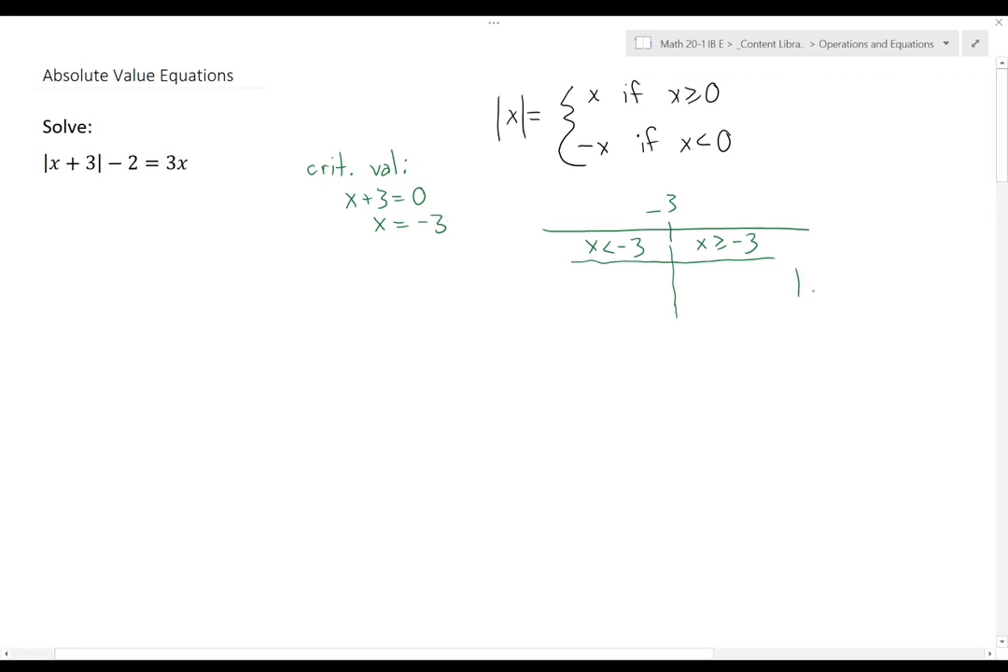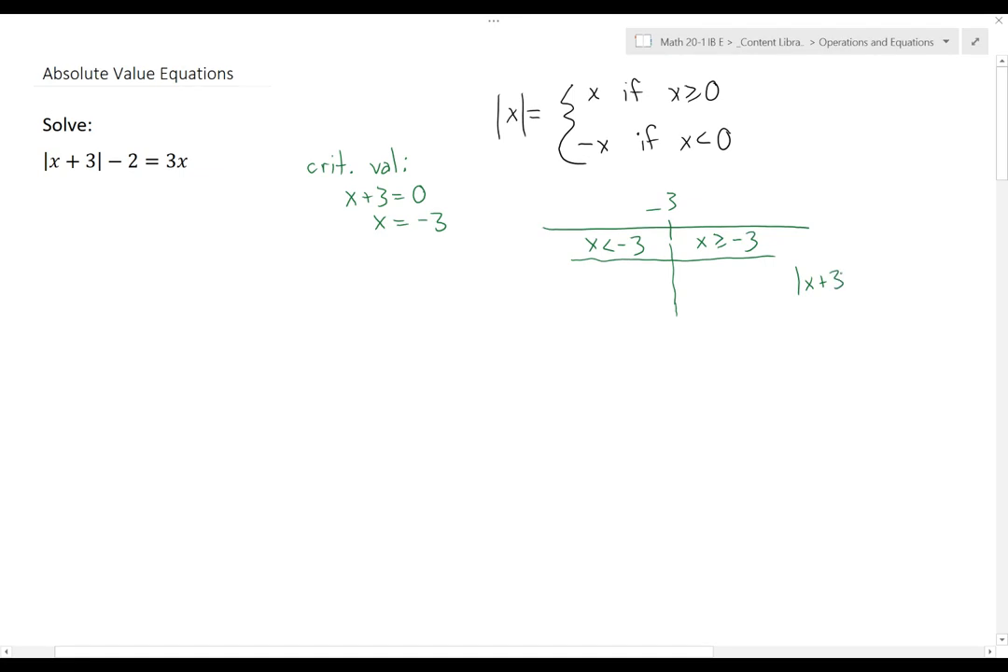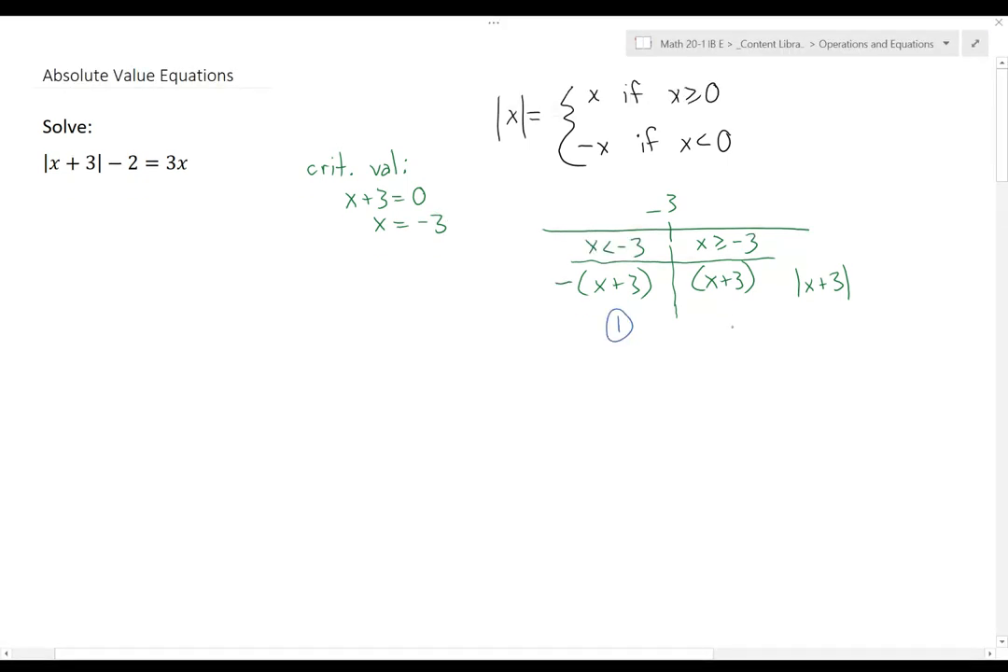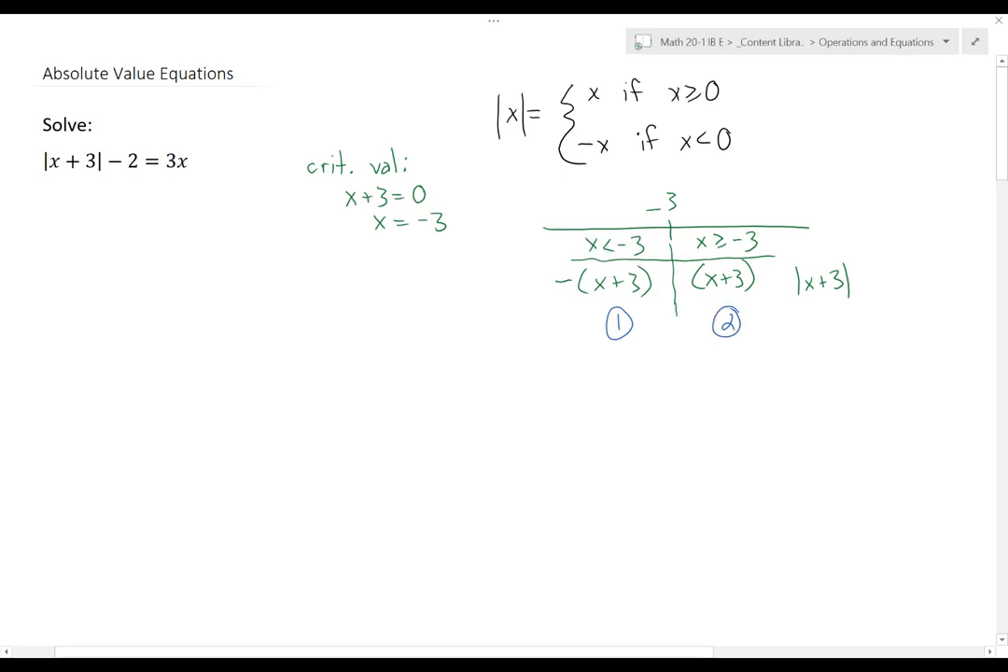Now we decide, how is the absolute value of x plus 3 defined in each of those intervals? So if I start with a value of x that's less than negative 3, negative 7, for example, negative 7 plus 3 is a negative value, so I need its opposite in order to make it positive, so the opposite of x plus 3. Whereas if I have a number that's greater than or equal to negative 3 to start with, like 0, 0 plus 3 is positive, it's already positive, so the absolute value of x plus 3 is just x plus 3. These two definitions of the absolute value are going to define two different equations for me, each for a different range of values of x.